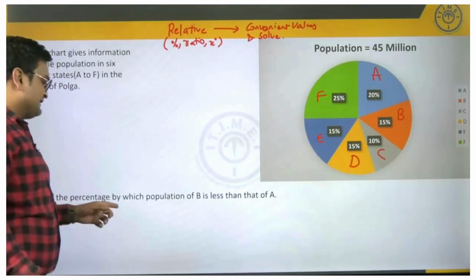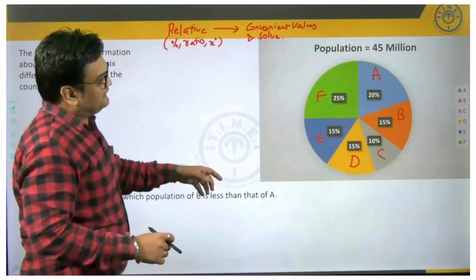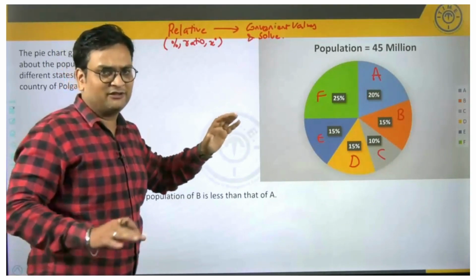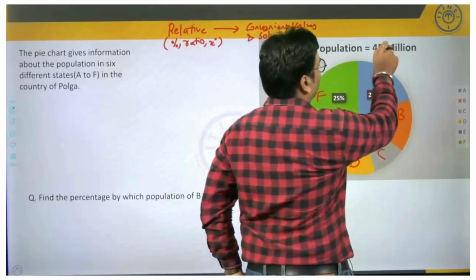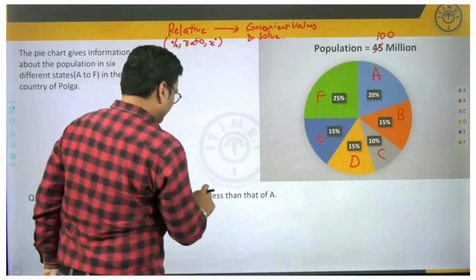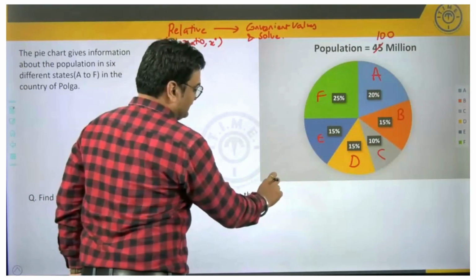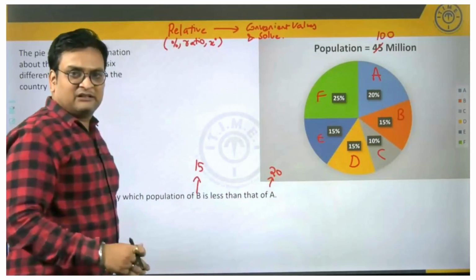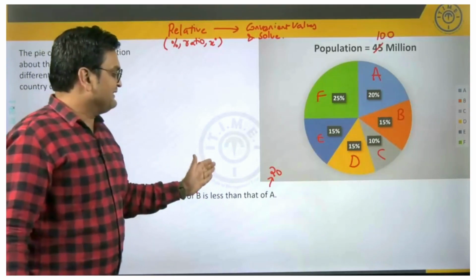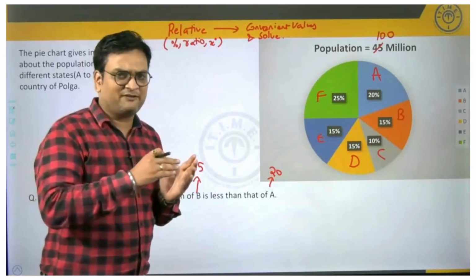For example, he is asking us B with respect to A. So what we will do here is, in this pie chart, the total value given is 45 million. I will not get worried about 45 million. I will simply assume the total population to be 100. If the total population is 100, can I say the value of B is going to be 15%, means 15 people, and A is going to be 20%, means 20 people. Now the question translates to find the percentage by which 15 is less than 20.